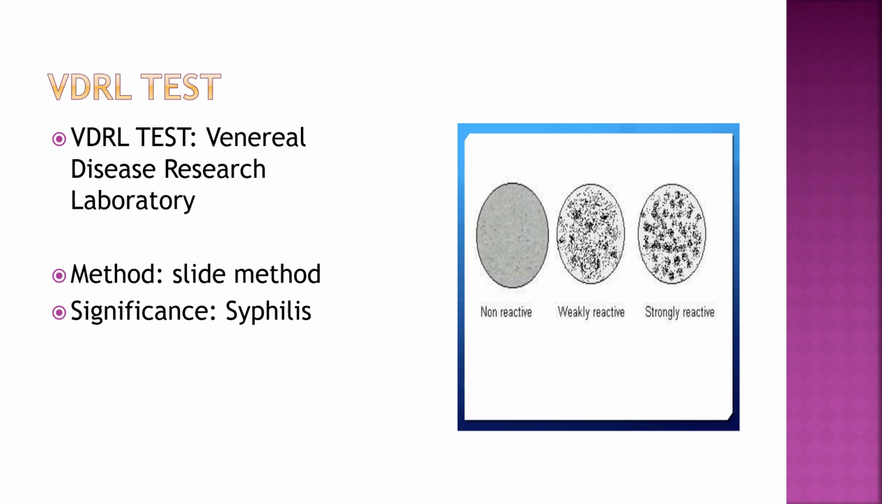The report can be given as: if no floccule is seen, non-reactive; if weak floccules are seen, weakly reactive; if strong floccules are seen, strongly positive. The significance: it is done for the diagnosis of syphilis, which is caused by Treponema pallidum spirochetes. It is a sexually transmitted disease, and the test should usually be done in pregnancy to rule out congenital syphilis, because in that case the baby may get stillbirth, IUD, or mental retardation. So that is why the syphilis test is done.